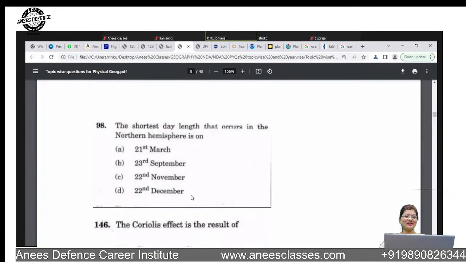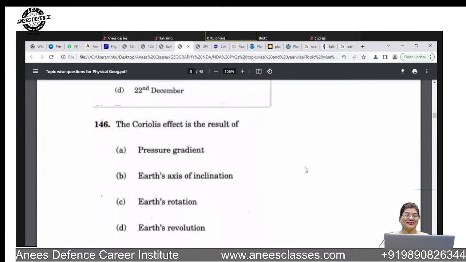चलो, this is the question that I was going for. Shortest day length that occurs in the northern hemisphere. नॉर्दर्न हेमिस्फीयर का शॉर्टेस्ट डे कौन सा होता है जिसको हम कहेंगे विंटर सोल्स्टिस, है ना? तो 22 दिसंबर.